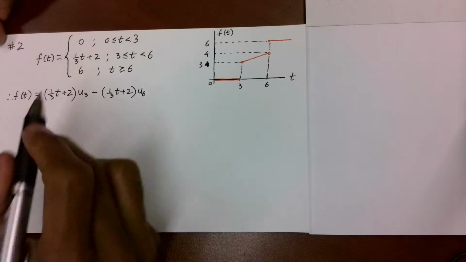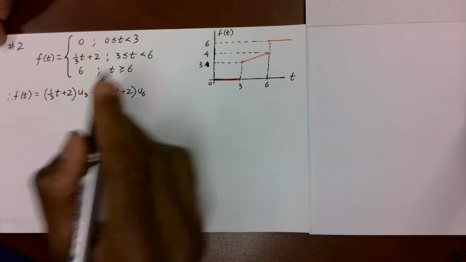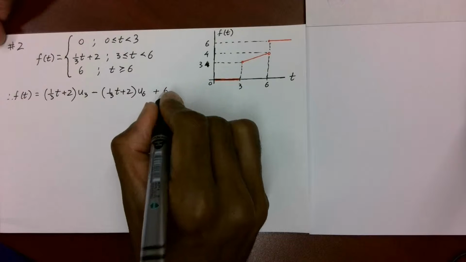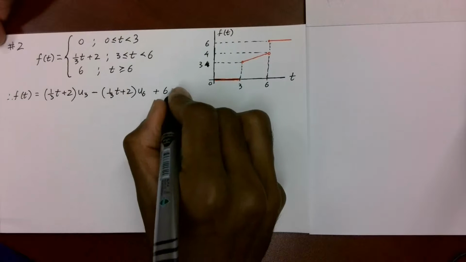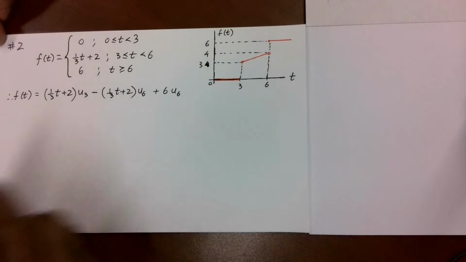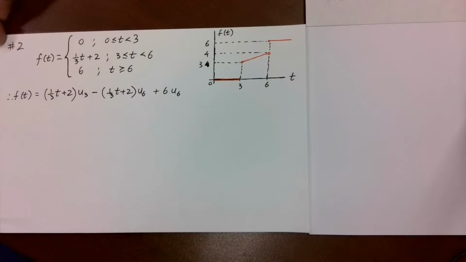And then finally, the third piece is a constant 6. It starts at 6, so I have to attach u6 to it, and it never stops, so I never have to subtract it. And therefore, here is the full description of our function f of t using unit step functions.